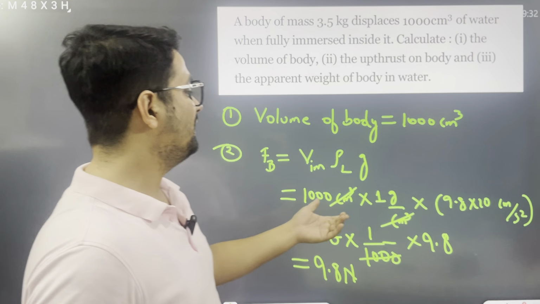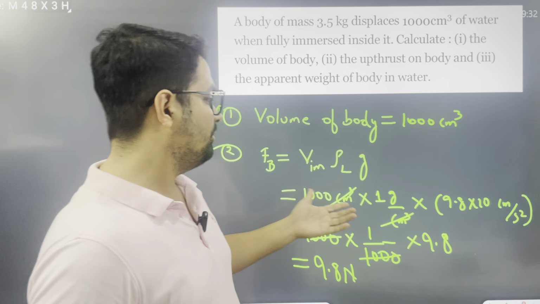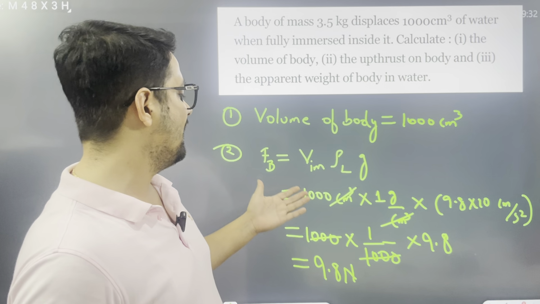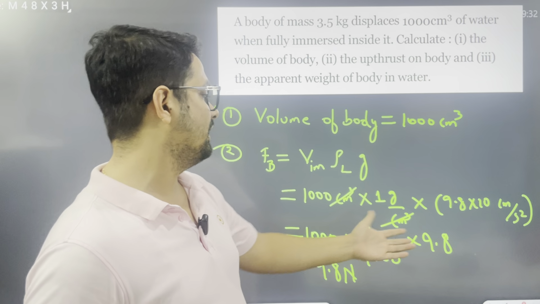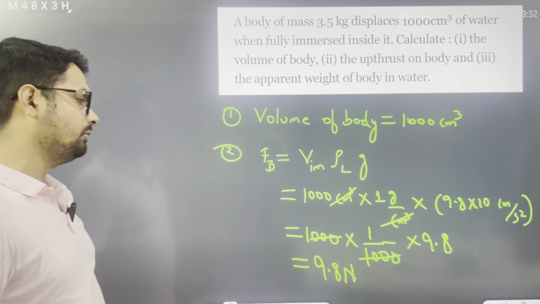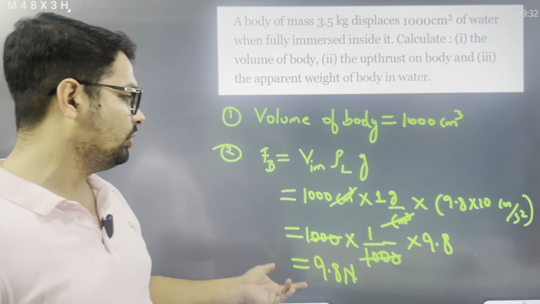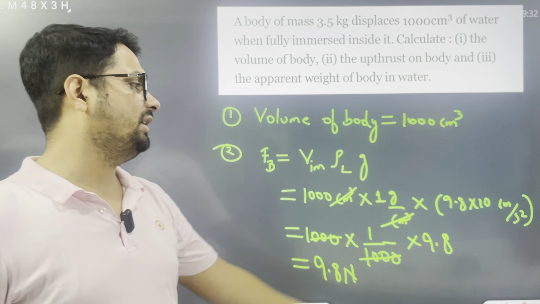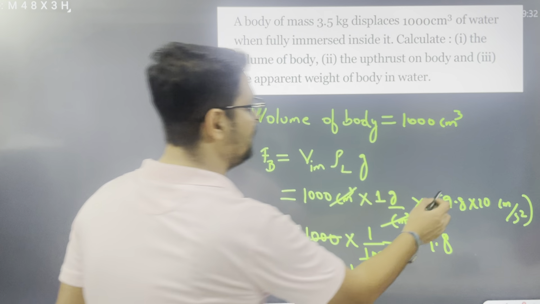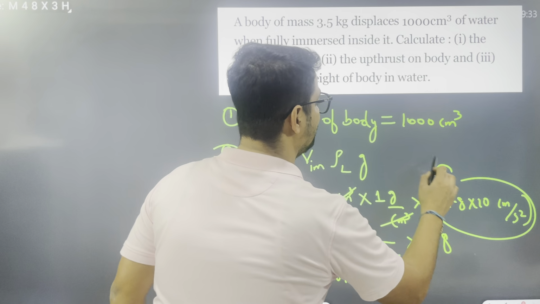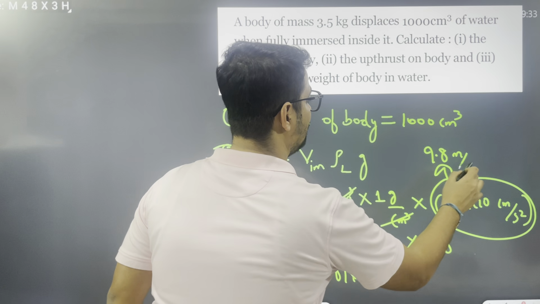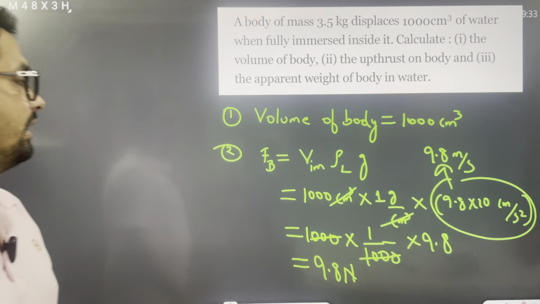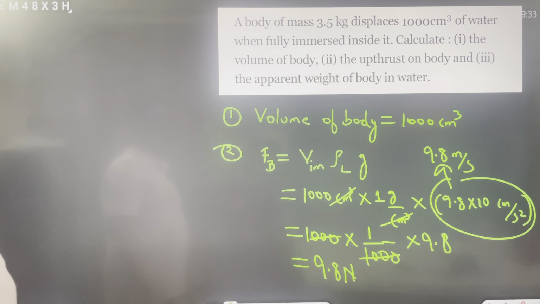If you want to keep it in centimeter, that means in CGS form, then you will get the answer in dyne. And here you are getting the answer in Newton, 9.8 Newton. I just converted gram into kg, and 9.8 meter per second square I will keep. This value I will keep 9.8 meter per second square only. Then I will get the answer in Newton, that is 9.8 Newton. So this is the buoyant force.